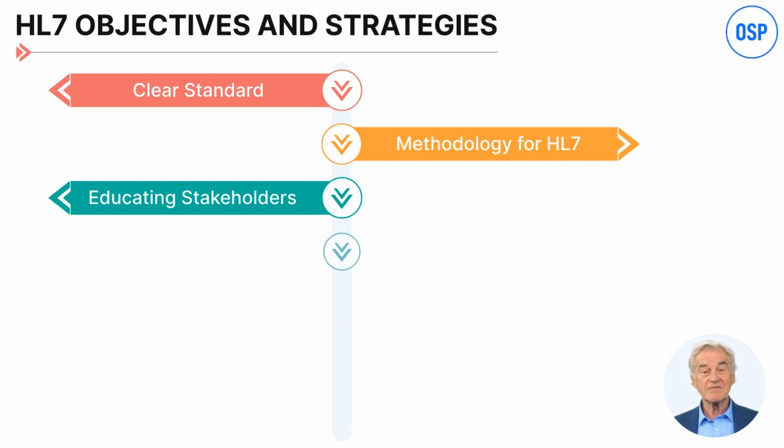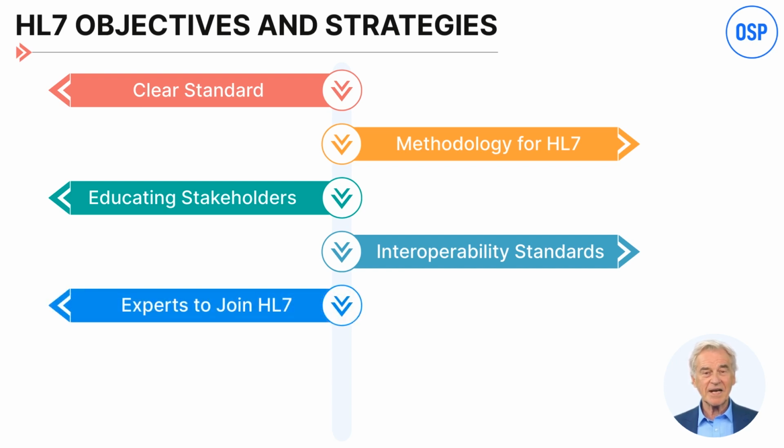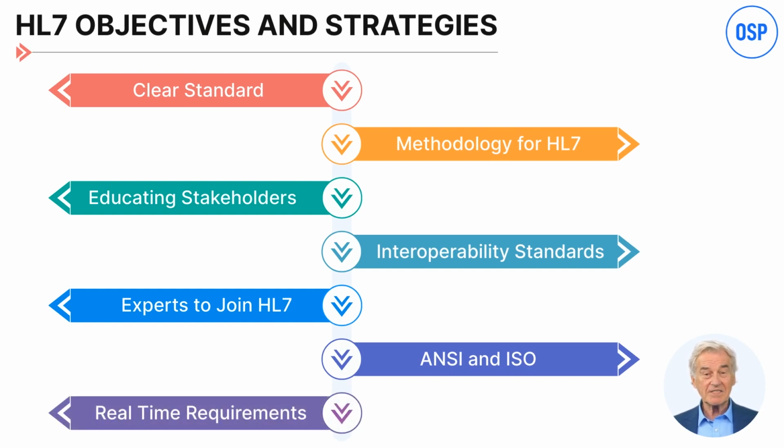4. Via HL7 international affiliated organizations, promote interoperability standards. 5. Encouraging domain experts to join in HL7 to develop health information standards. 6. Collaborating with organizations developing standards such as ANSI and ISO for promotions. 7. Collaborating with HIT users to ensure standards meet real-time requirements.